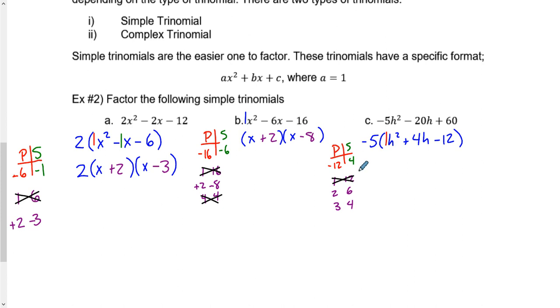1 and 12 will never give you 4. 3 and 4 will never give you 4. The only way we can get a product of -12 and a sum of +4 is to have a -2 and a +6. So we set up our brackets. In this one, it's h. Put a -2 and a +6. Don't forget the -5 out in front. And that's our simple factoring.